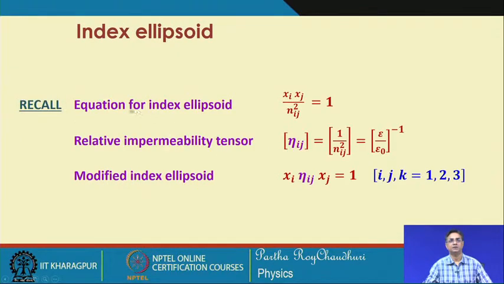So, let us recall that the index ellipsoid in the compact form is x_i j by n_i j scale. This is the refractive index. In terms of impermeability, one can write it in this form, and therefore we can write this index ellipsoid in the compact form x_i eta_ij x_j. So, this is a row vector, this will be a column vector, and this eta_ij will be the i cross j matrix elements. In this case, it is 3 by 3, so 9 component elements. We have seen this earlier also.